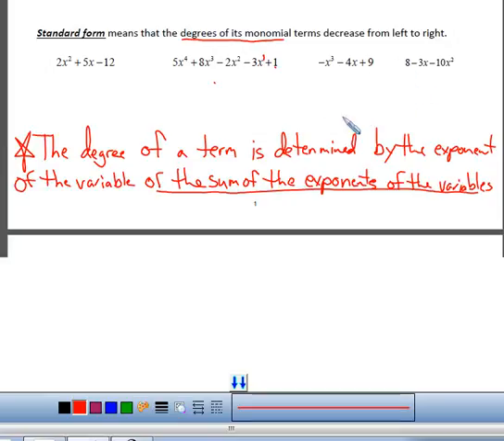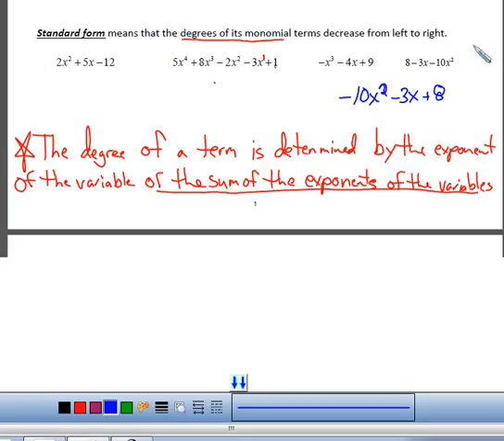8 minus 3x minus 10x squared. That is not correct. It needs to be written this way. So the term with the highest degree is the negative 10x squared. Now, I know you might be saying, well, that was a minus sign. Treat it like a negative, and then add everything else. Well, the next term that has a variable is the negative 3x or the minus 3x. So we're going to treat it like adding a negative or subtraction. Then the last term will be plus 8.